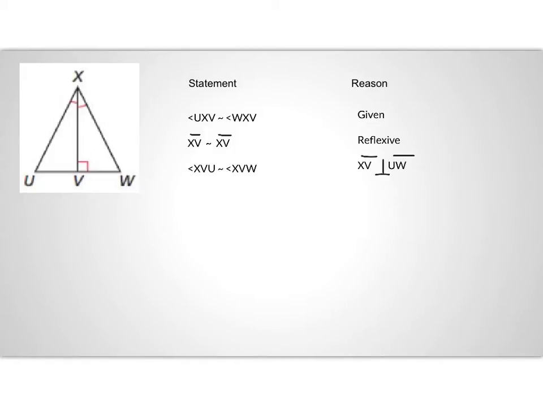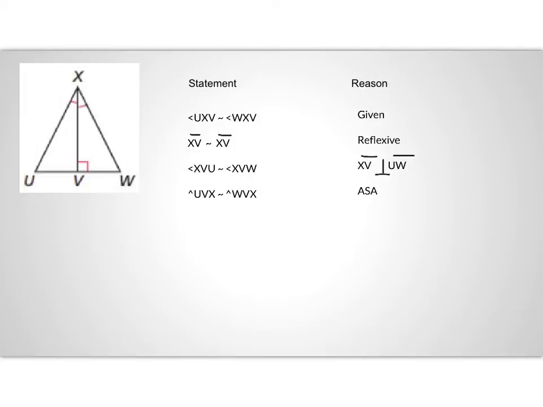Alright, the third statement is that angle XVU, so from X down to V over to U, is congruent with XVW, so the 2 90-degree angles at the bottom are congruent, and one justification there is that XV is perpendicular to UW, so that has to make a 90-degree angle on both sides of that one.